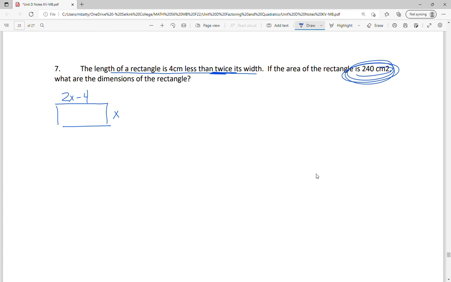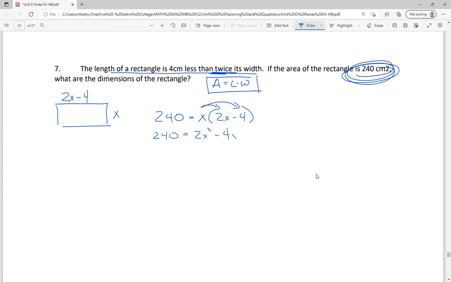Again, we're given an area because we know that area equals length times width. That's my framework equation. So 240 would equal x times 2x minus 4. We need to make this look in quadratic form. So I'd have 240 equaling 2x squared minus 4x. Subtract 240 from both sides to set it equal to 0, and we can clearly then see our a, b, and c values. And now we have the raw material to sub into my quadratic equation.